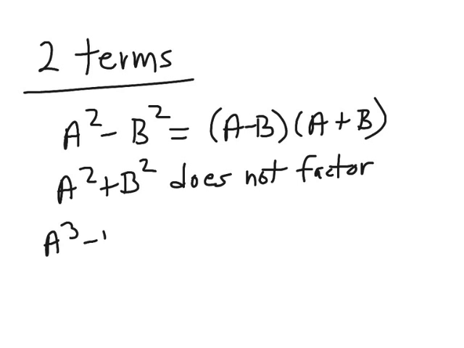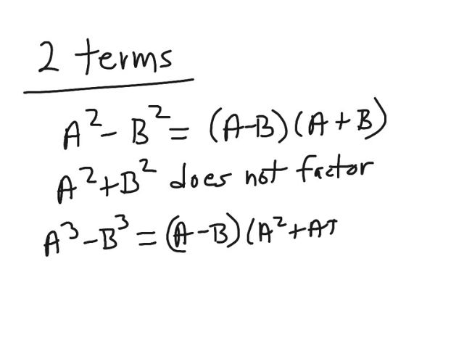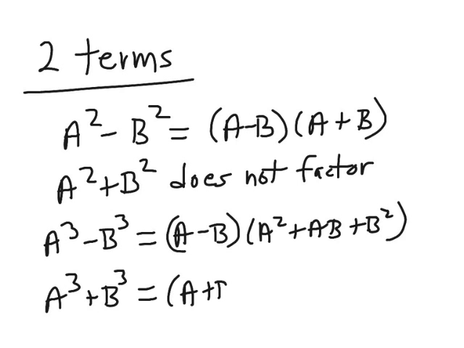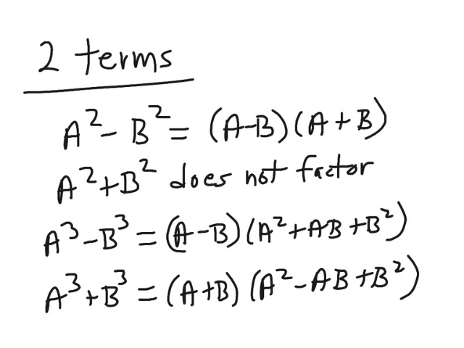There's difference of cubes, a cubed minus b cubed. This factors as a minus b times a squared plus ab plus b squared. And then there's the sum of cubes, a cubed plus b cubed. This one is a plus b times a squared minus ab plus b squared. So you'll notice these last two formulas are very, very similar, just a difference in where the minus signs go. Alright, so let me give you just a couple quick examples here.